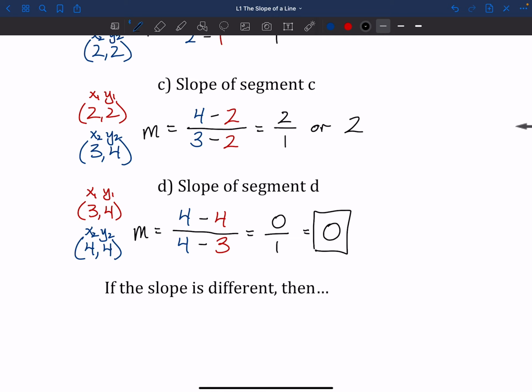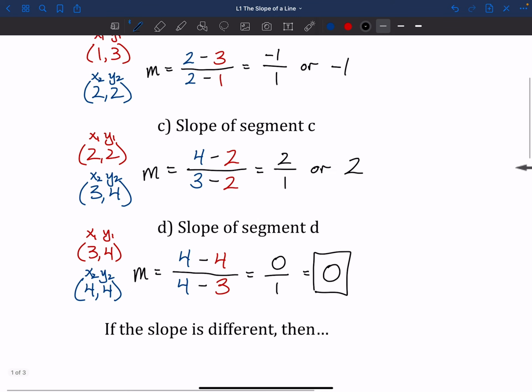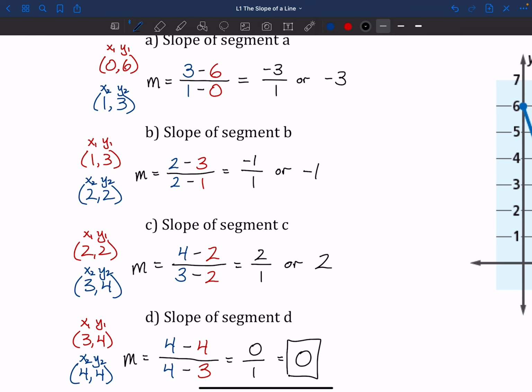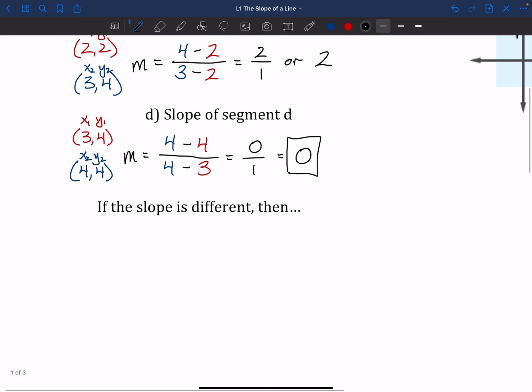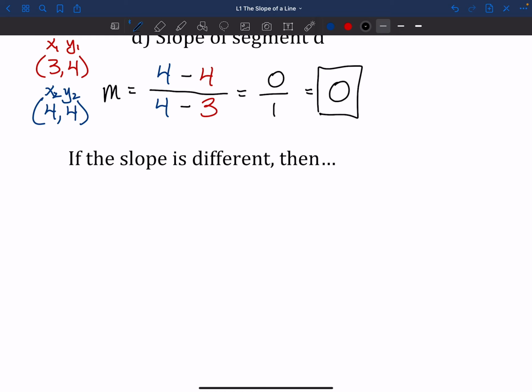So we can have all sorts of different slopes. We had some positive ones, we had some negative ones, and then we also had 0. There's another type we'll talk about a little bit later on. So what we're hopefully noticing is that if the slope is different, then the rate of change is also different.